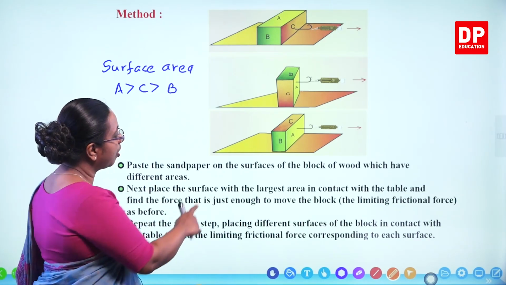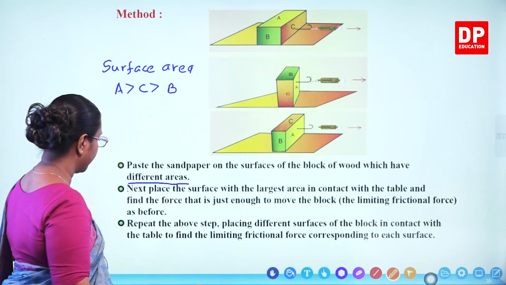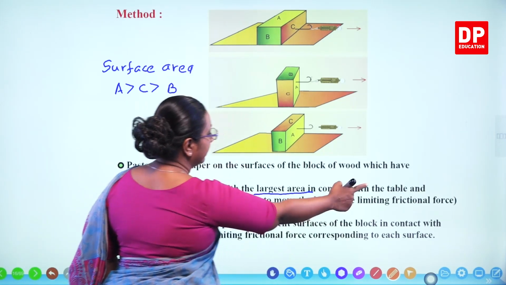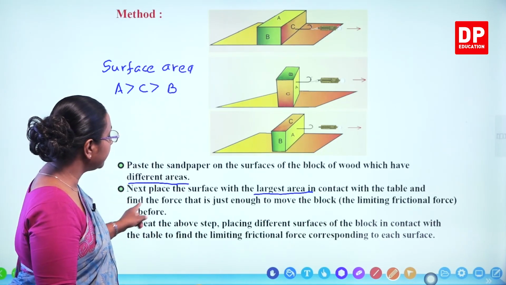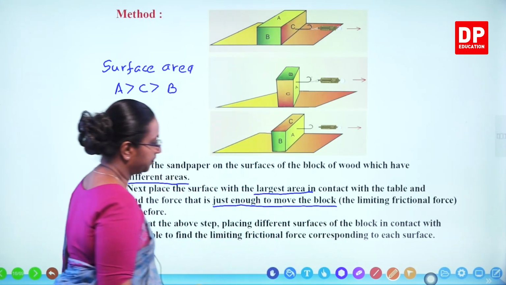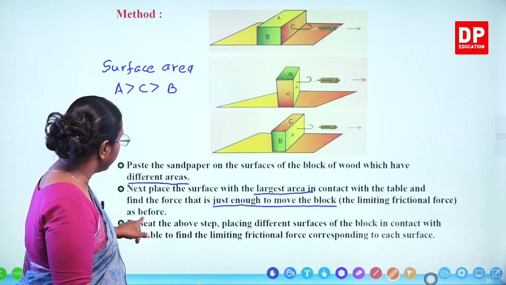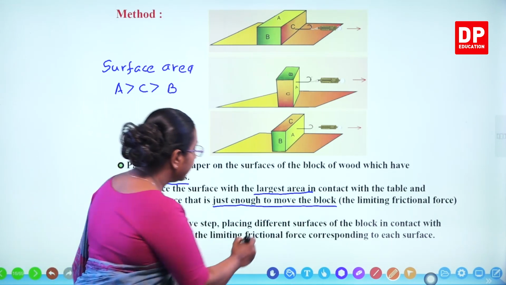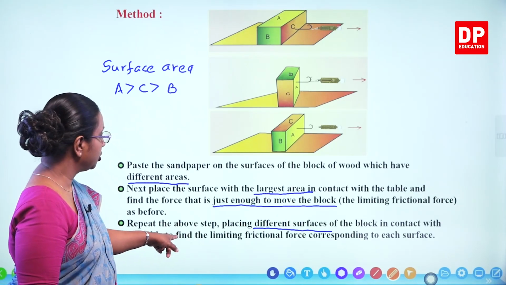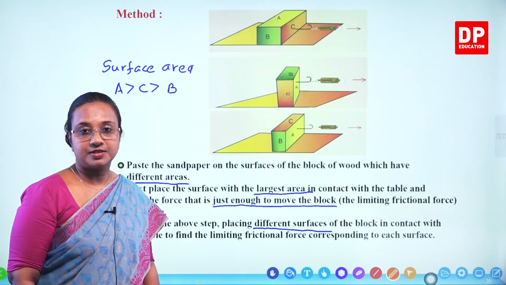Paste the sandpaper on the surfaces of the block of wood which have different areas. Next, place the surface with the largest area in contact with the table and find the force that is just enough to move the block of wood. The limiting frictional force. As before, repeat the above step, placing different surfaces of the block in contact with the table to find the limiting frictional force corresponding to each surface.